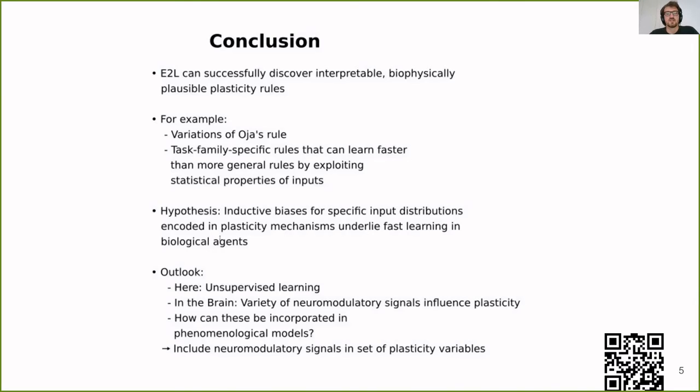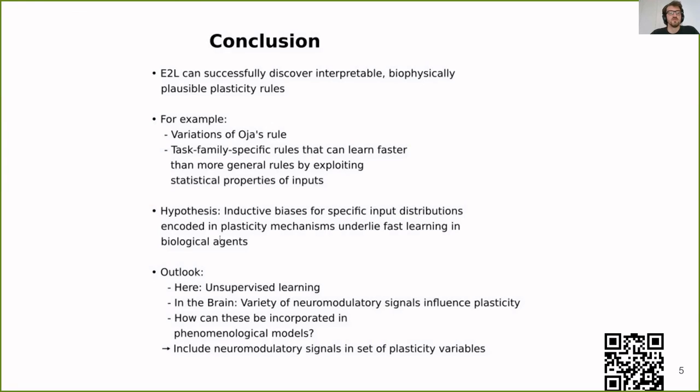We hypothesize that inductive biases to specific input distributions encoded in plasticity mechanisms can be a basis of fast learning. As an example, we humans are very good at learning fast from natural images, concepts such as what is a dog? But on the other hand, we're very slow or even unable to learn from other distributions, for example, distinguishing different QR codes.